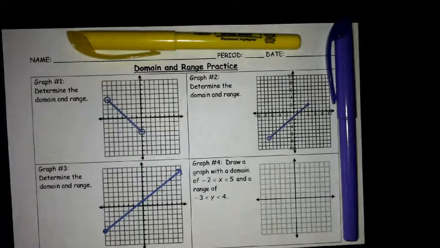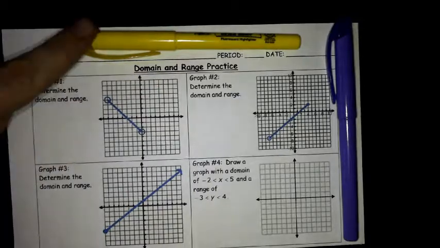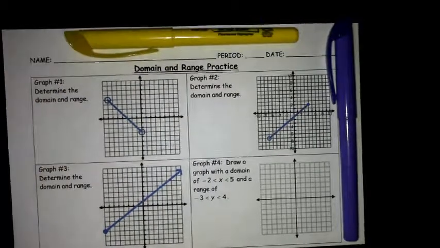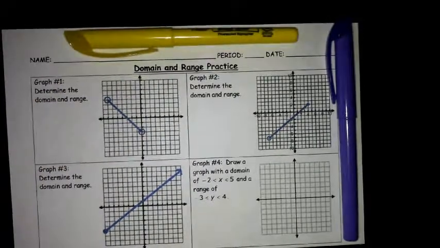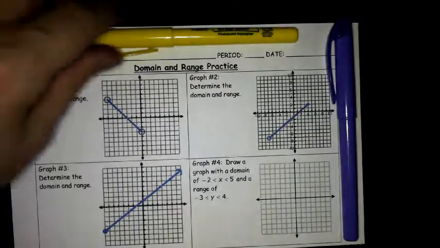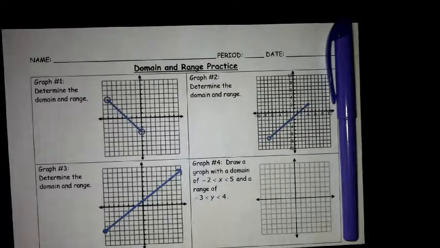Hello, today I'm going to go over how to find the domain and range on a graph. Now I'm going to use some highlighters to help this out. I'm going to use the yellow highlighter for X and the purple highlighter for Y. So let's go ahead and just start with our X.